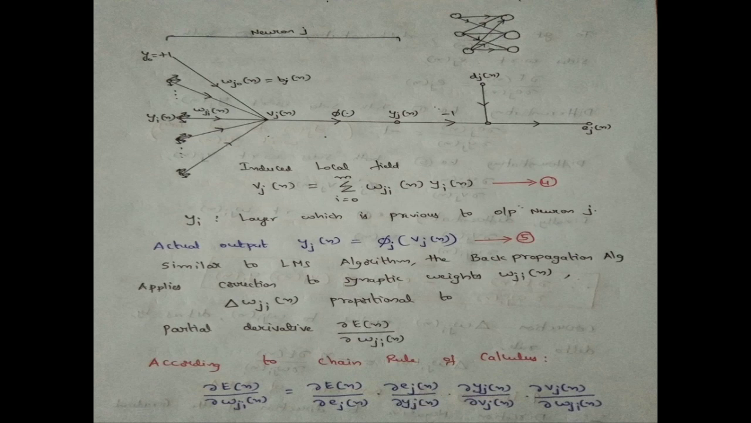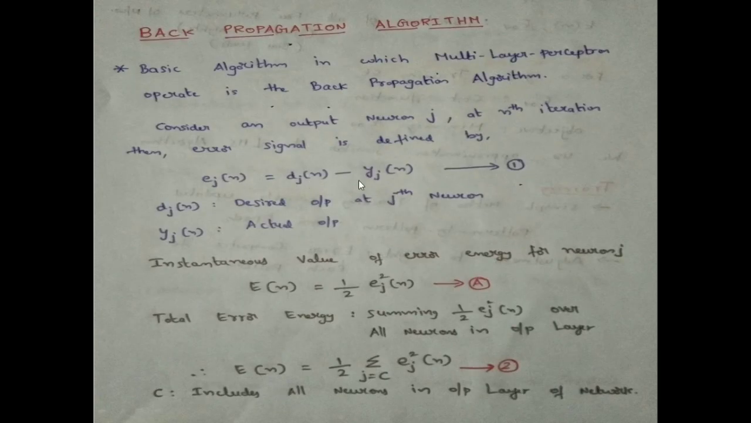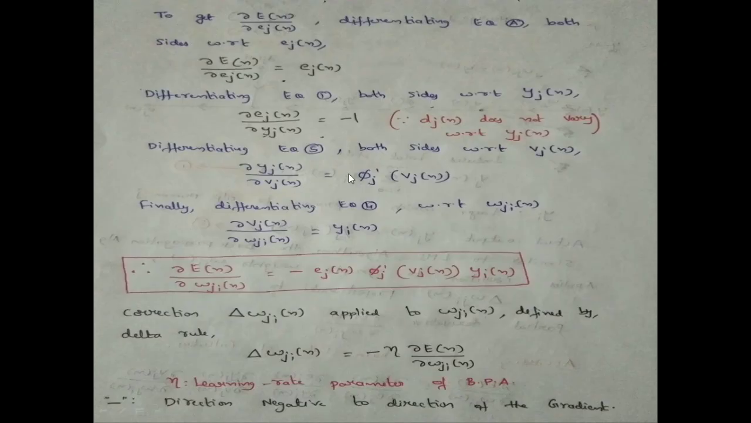Next, to get the value of ∂ej(n)/∂yj(n), we differentiate equation 1 on both sides with respect to yj(n). So ∂ej(n)/∂yj(n) will give us the value -1. We are not considering dj(n) because dj(n) is not going to vary with respect to yj(n). So simply we will be getting the value -1.